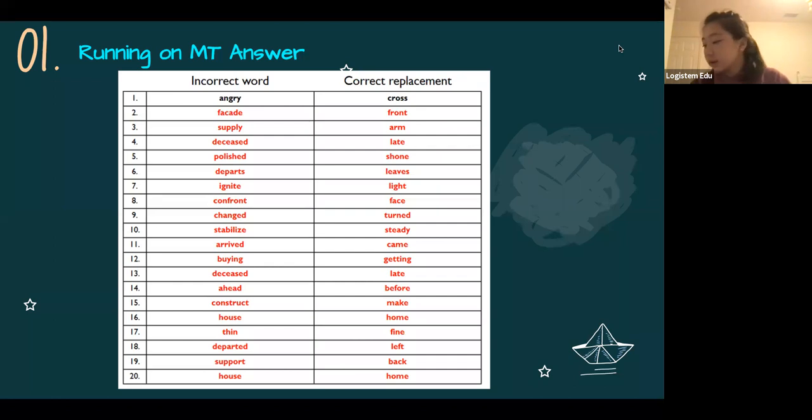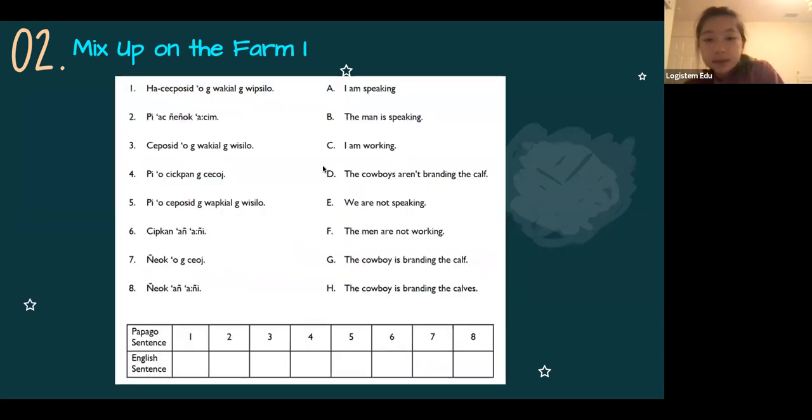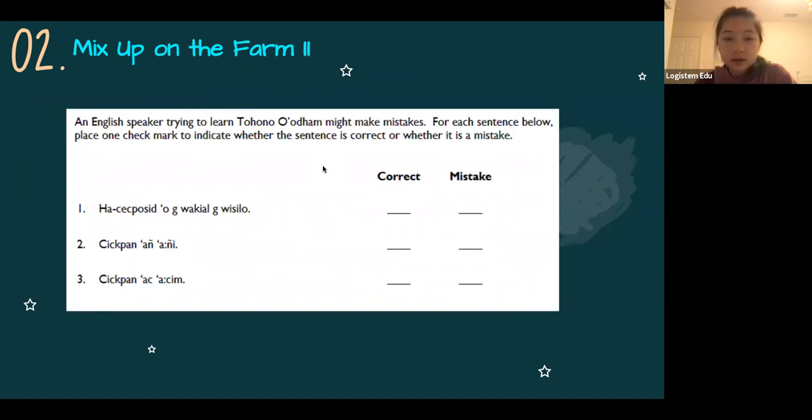Okay, if everyone's good, I want to move on to the second question. This question is a bit harder. In this language, you have 8 sentences, and there are 8 English sentences that are translations of these sentences in random order. Basically, you just want to match the correct translation to the sentence. That's the first part. The second part is that you want to see if these 3 sentences are correct, or if there's a mistake in those sentences.